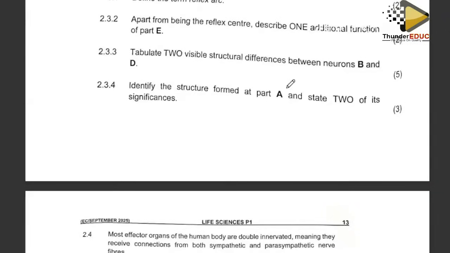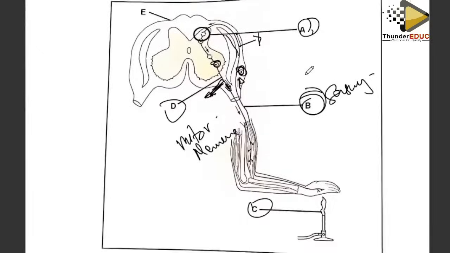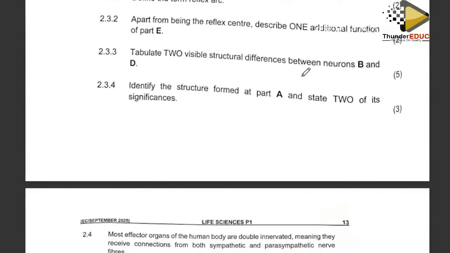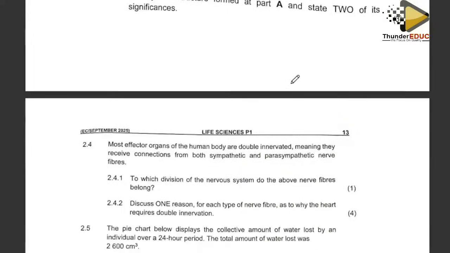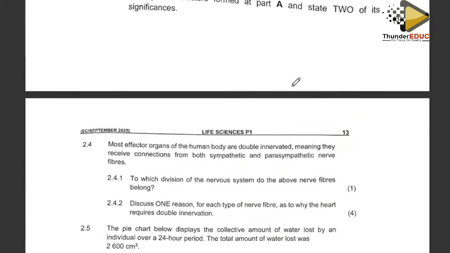Identify the structure formed at A. At A. Where's A? Identify the structure at A. That's a synapse. And state two of its functions. So in this case, we're going to look at two functions of the synapse. It allows impulse to move in one direction. That's the first one. It prevents the continuous stimulation of the neuron.